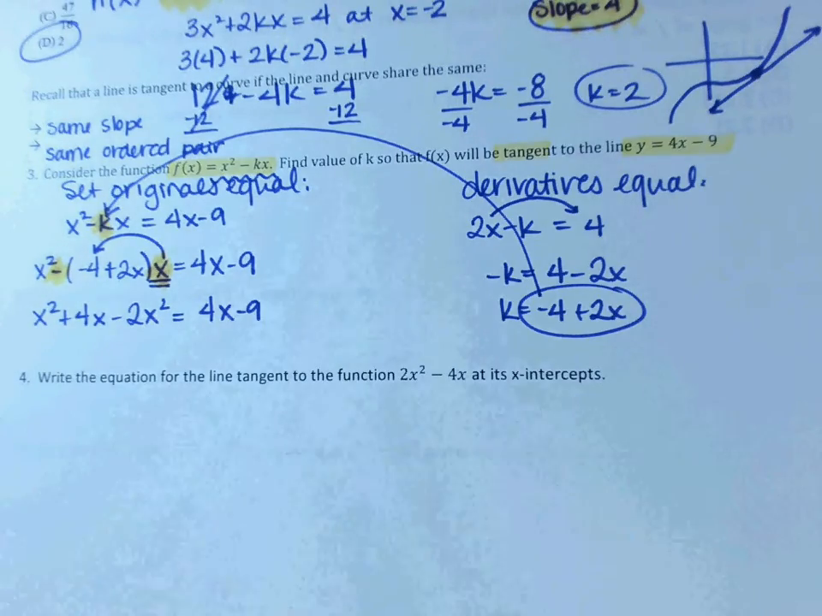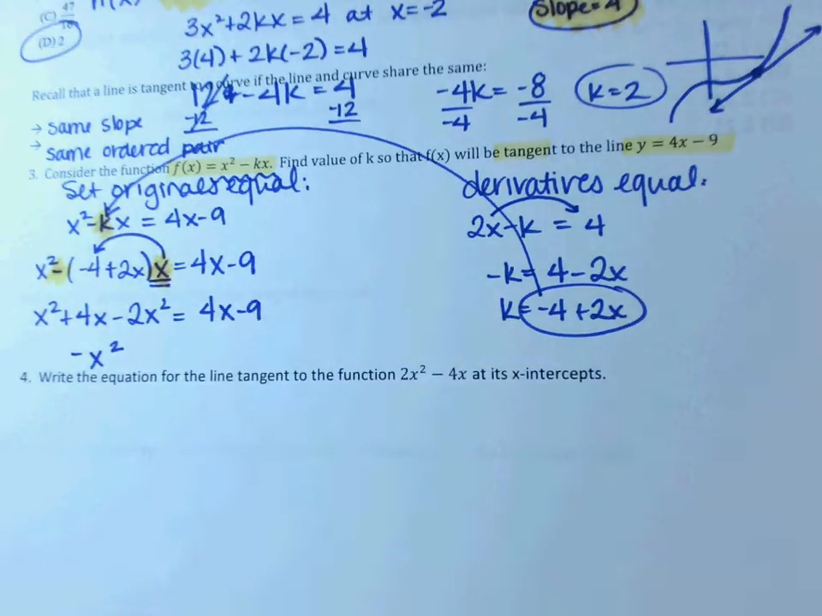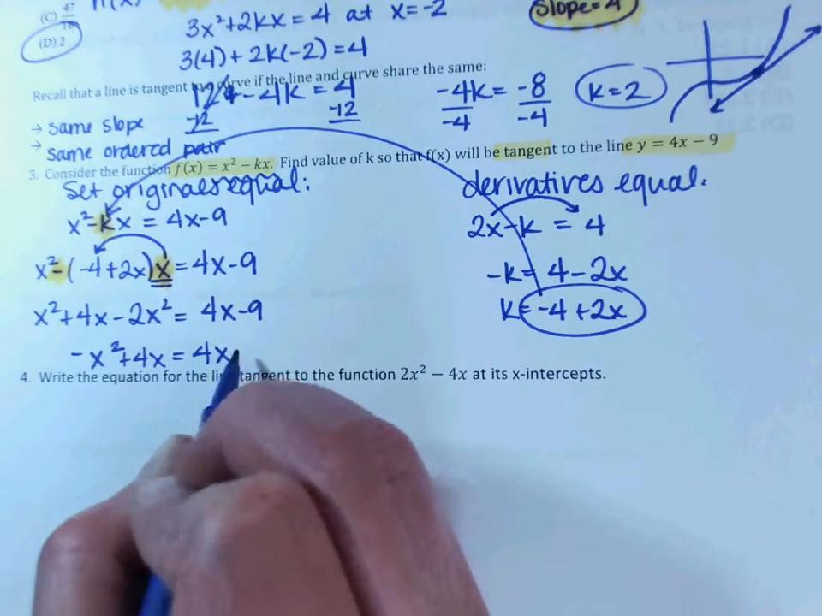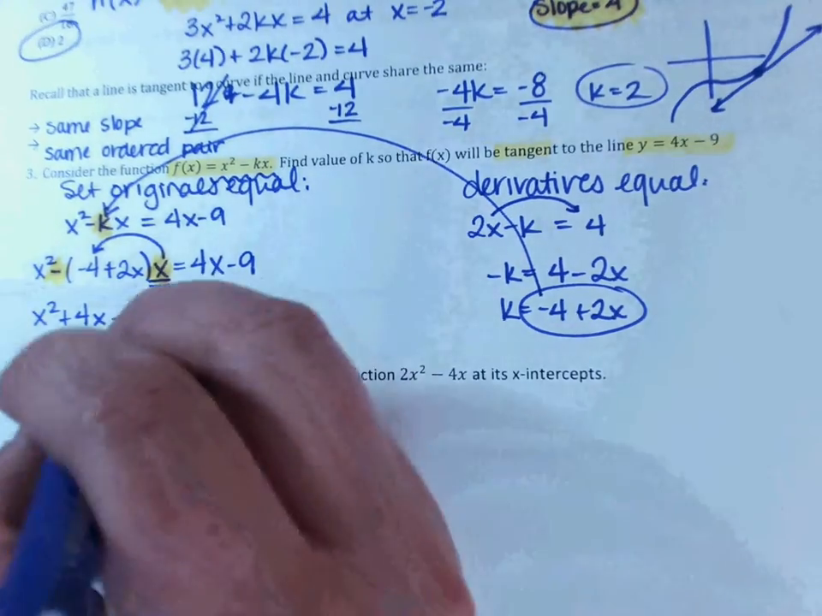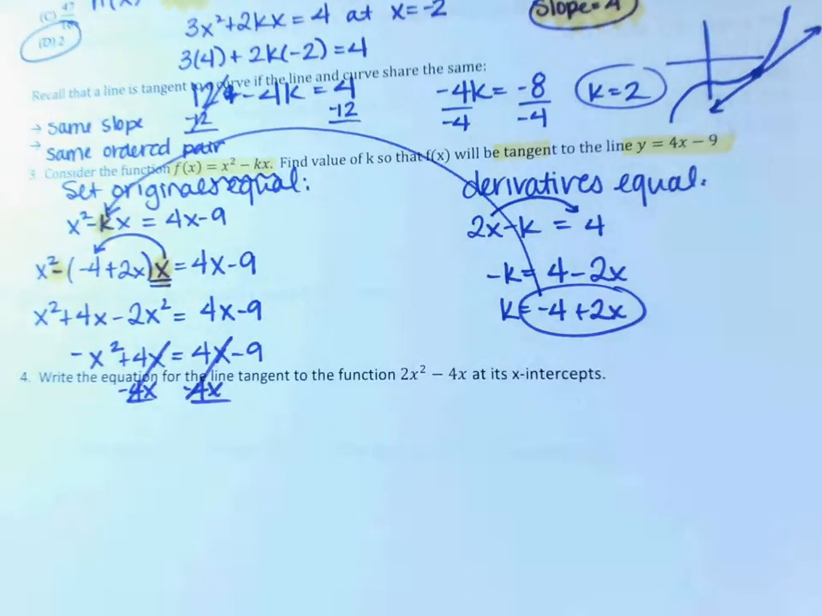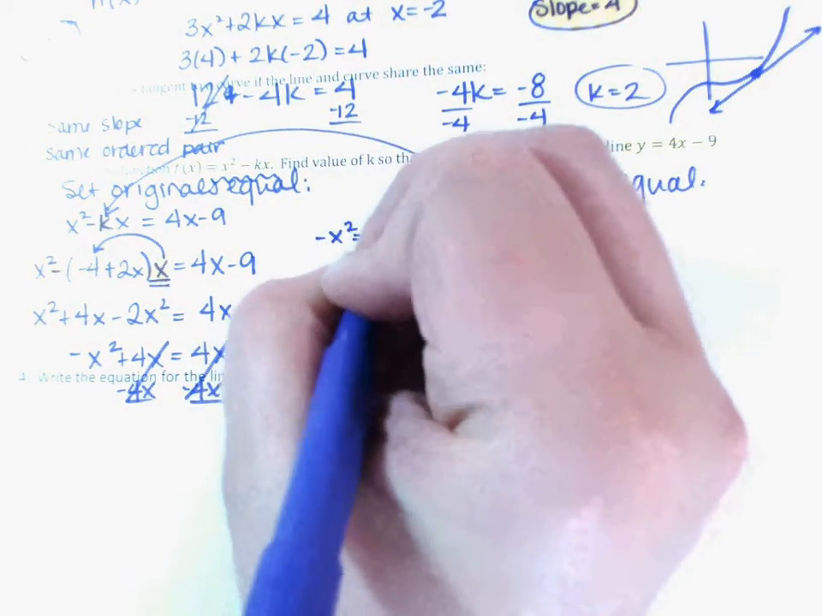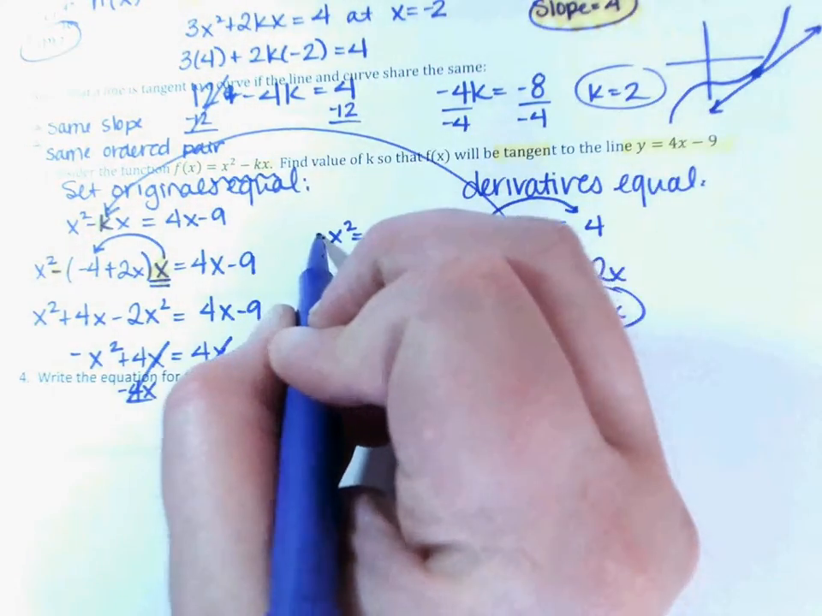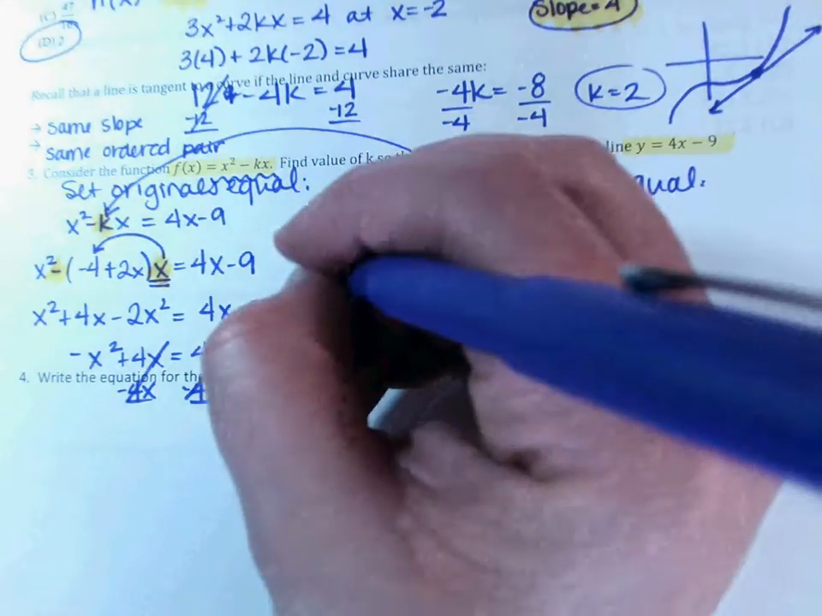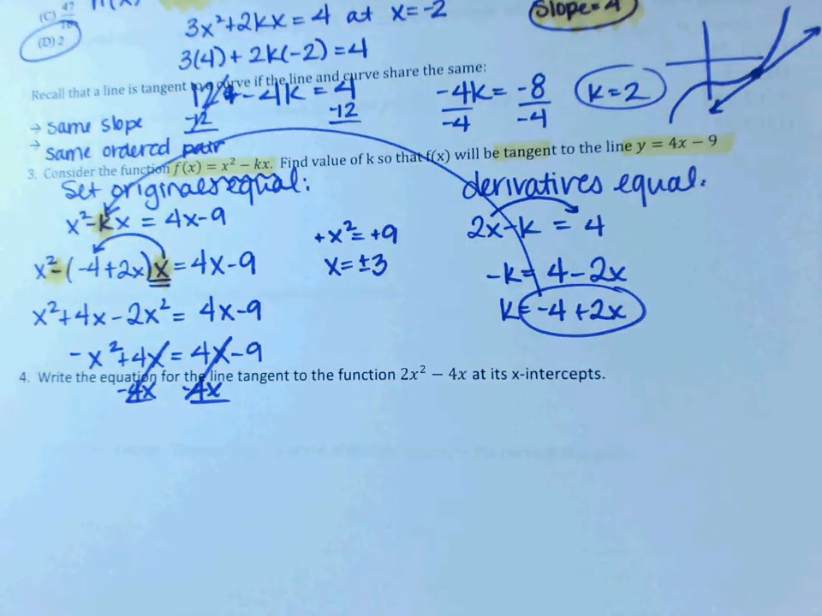Okay, from here, x squared minus 2x squared is negative x squared. And then if I have a 4x on this side and a 4x on the other side, what's going to end up happening there? Yeah, when I minus my 4x across, it's going to end up eliminating. Which means that negative x squared is equal to negative 9. So positive x squared equals positive 9, which means that x equals what? Plus or minus 3. Okay.